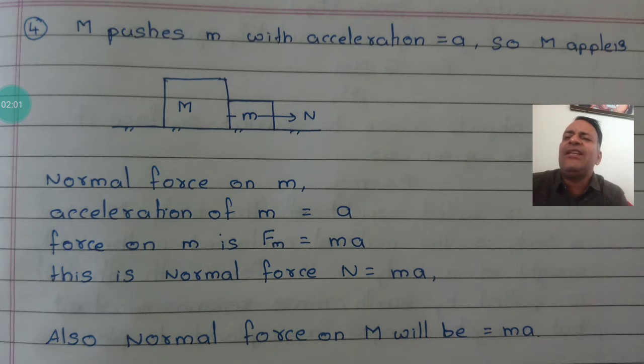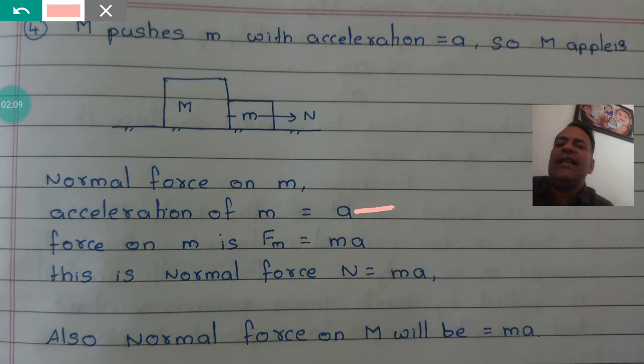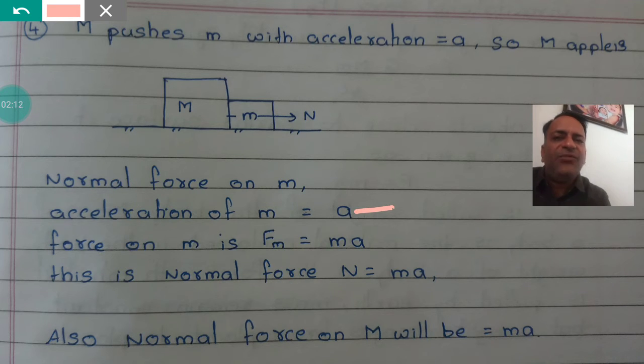See, what is the acceleration of the object? The acceleration of the object is equal to A. Acceleration is equal to A. Okay, so what is the net force acting on the body small m?